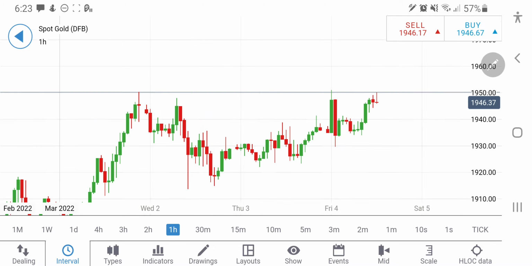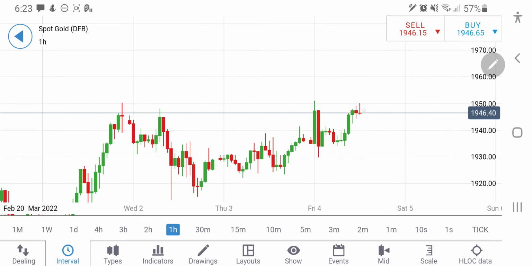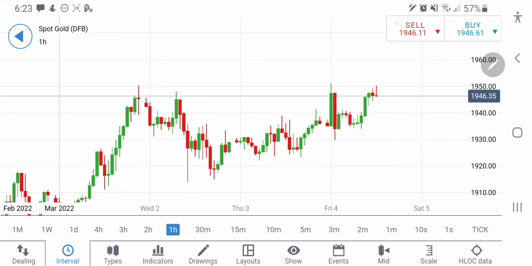Looking at the hourly charts, similar is the story. Lower highs, higher lows, and higher highs is what it is forming. It indicates it is still bullish. So any break below, definitely it can try to break strongly.